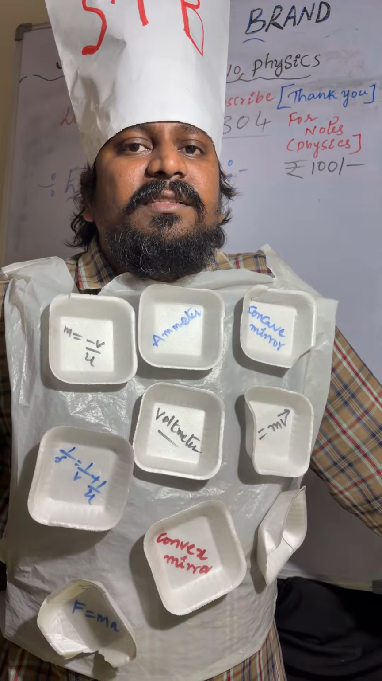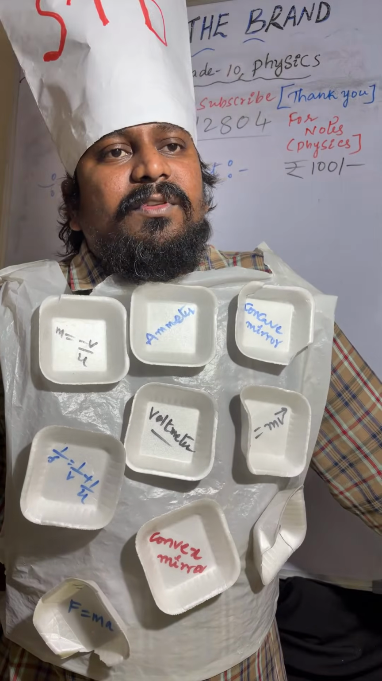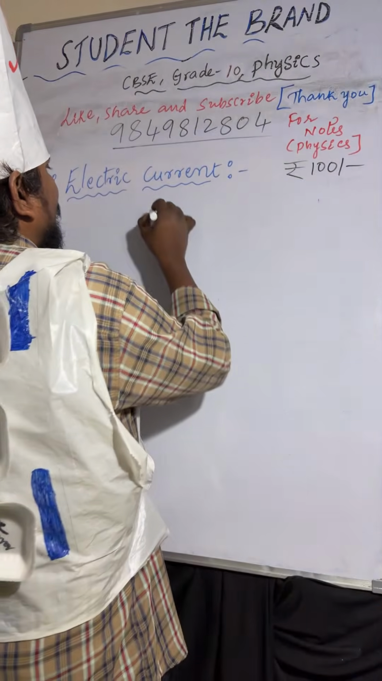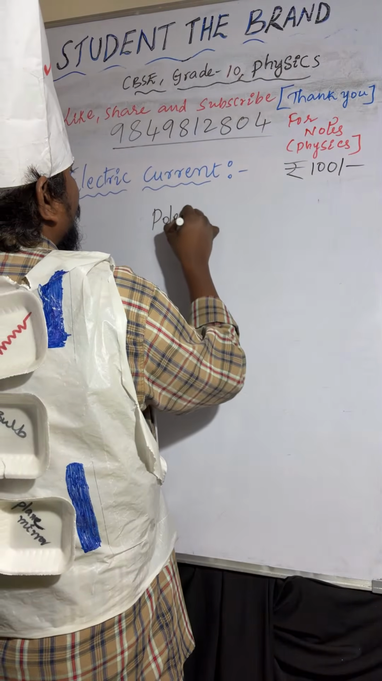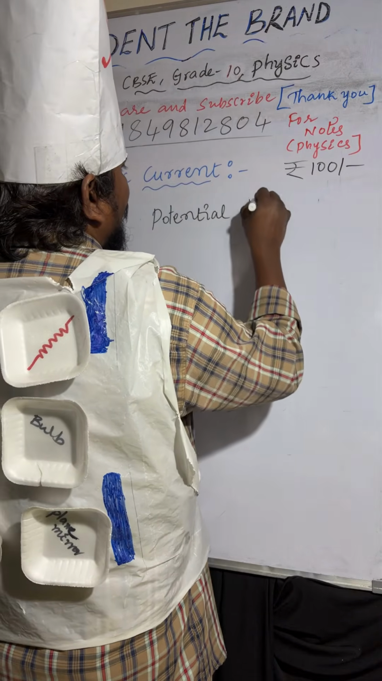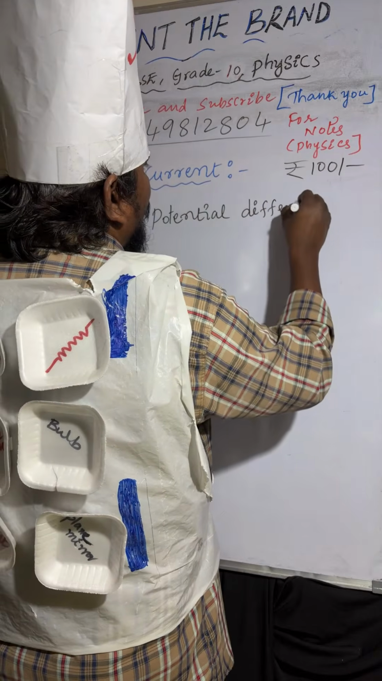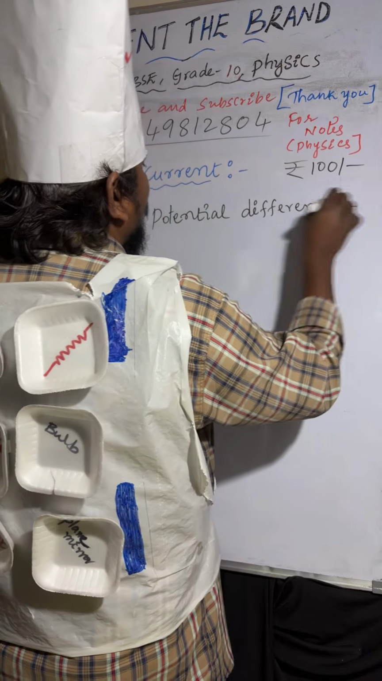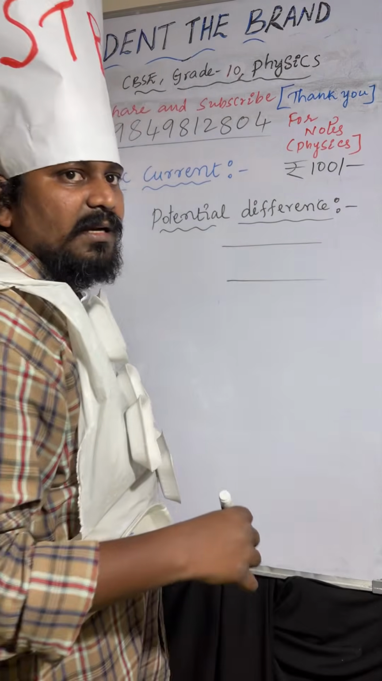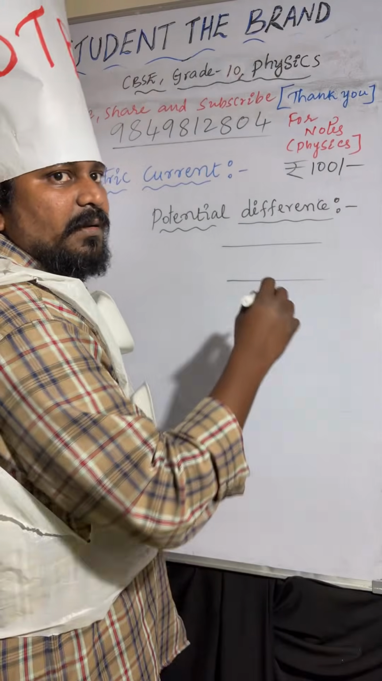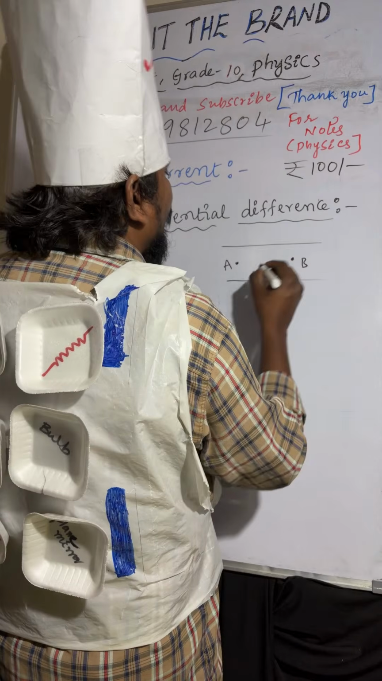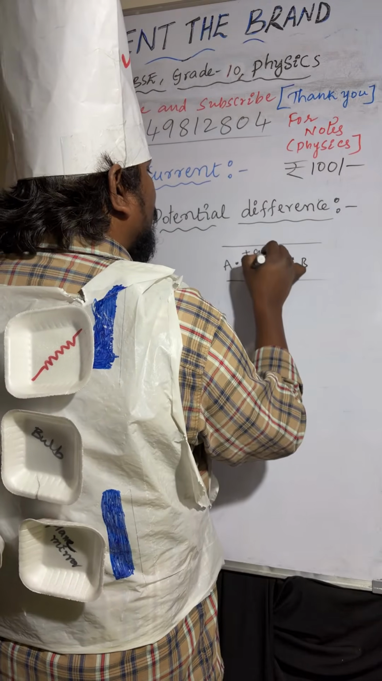V equals W by Q. Just check once here. Potential difference. Here you can observe, this is the conductor. I am taking this one point as point A, and this is point B. This is a positive charge.